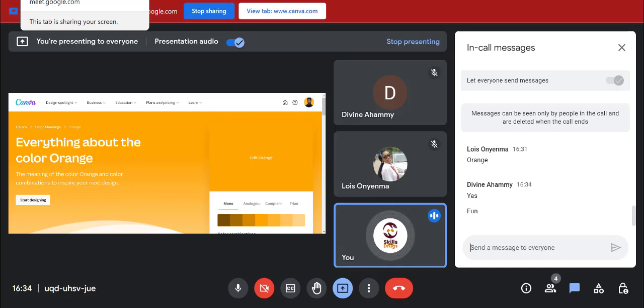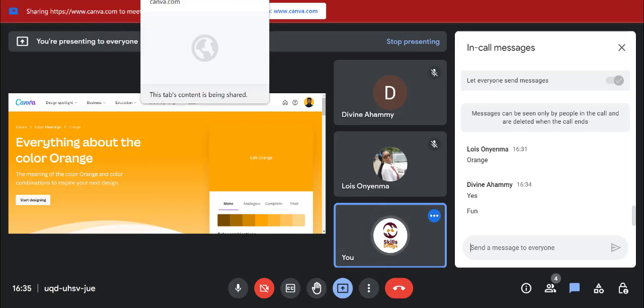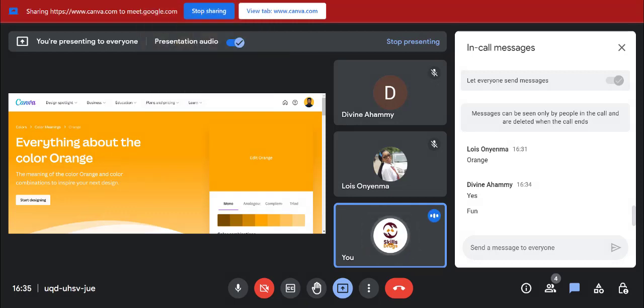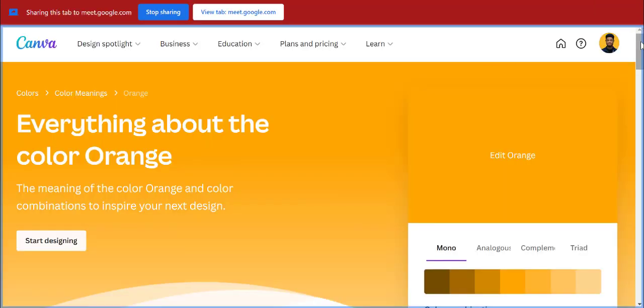So we know that red and yellow combined together form orange. You already know the meaning of red. Red talks about excitement, danger, and some other things. Yellow deals with fun, happiness, and all that. So some of the good parts of red and some of the good parts of yellow are still the same meanings for orange. Do you understand? So yes, Divine, I'll go with your word. I think Lois is still thinking. So fun, yes, orange depicts fun.